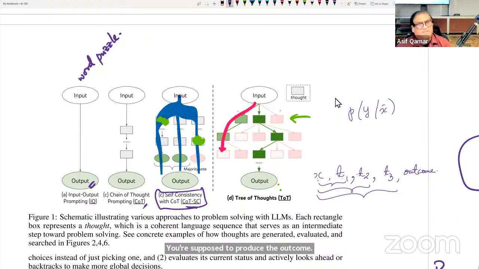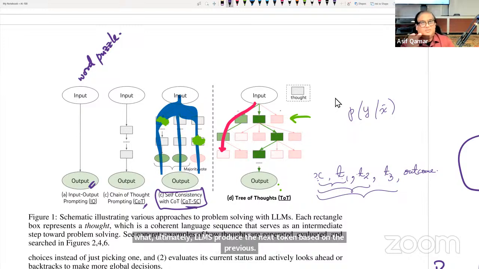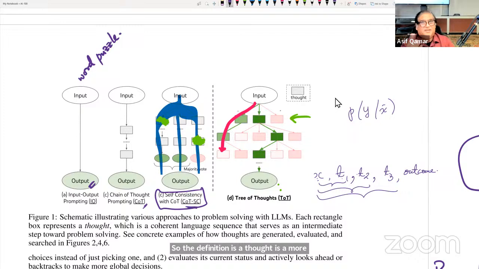Now, you can ask this question, what is a thought? Like, how does it differ from a token? Because that's what ultimately LLMs produce, the next token based on the previous. So the definition is, a thought is a more coarse-grained view. It's a bag of tokens, right? Let's say one full sentence or something like that. One way to look at it is produce one whole sentence. Are we making sense? You can define your thought like that. Right? And then you produce the next thought and the next.